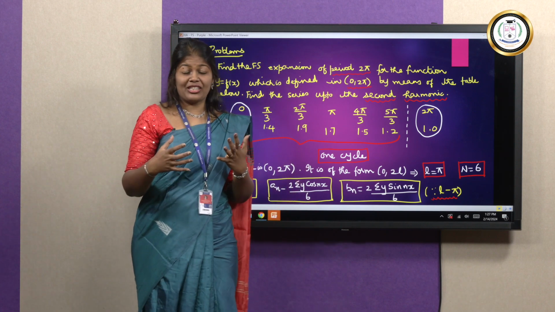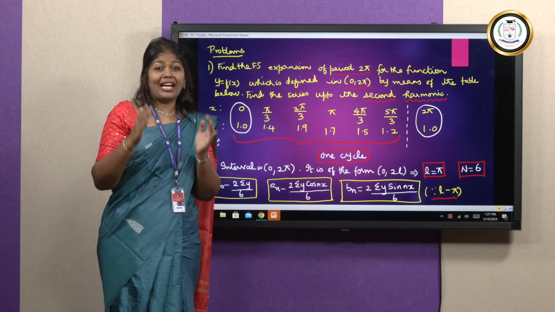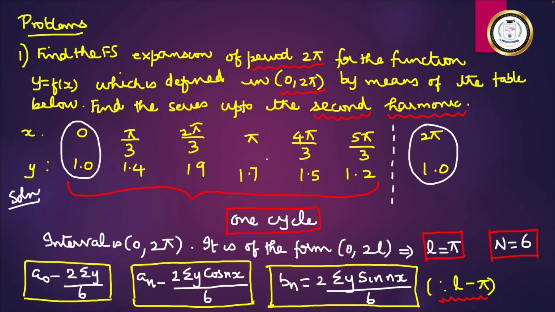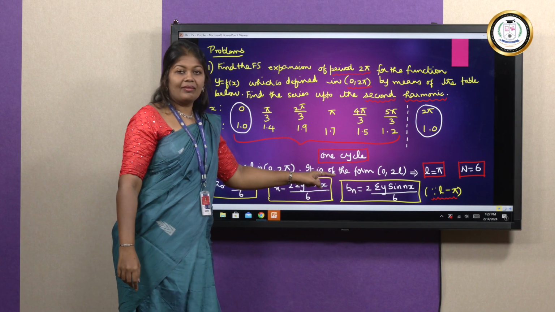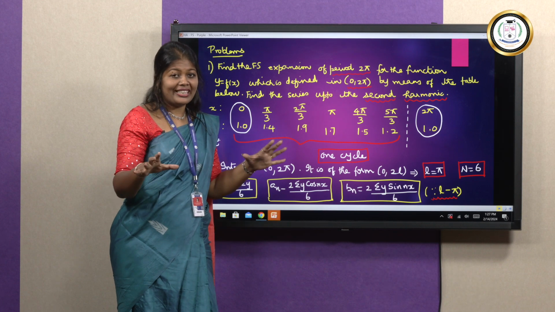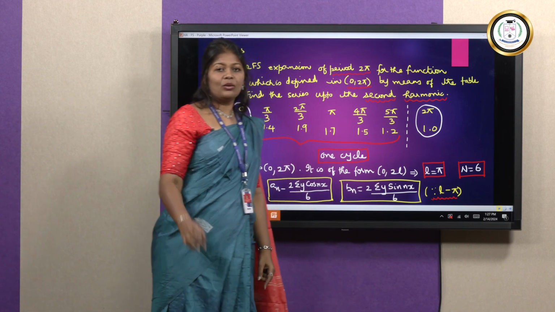Because it's a periodic function. But for calculations, I already told you that you have to take only values strictly in one cycle. So, we will consider only values from 0 to 5 pi by 3 for calculations. So, where is this 2 pi needed? Only when you find L, only in the beginning of the problem. In no other case will you need it. So, for calculations, we will strictly concentrate only on values in one cycle.